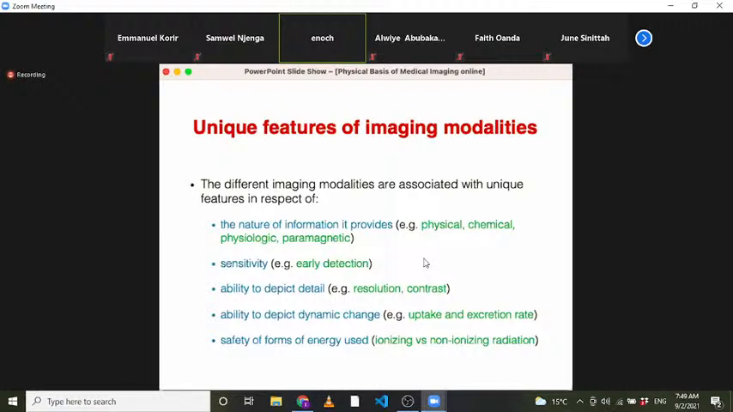The other way we can classify them is according to sensitivity, for early detection. Then there is the ability to depict detail. Here, detail could be spatial resolution, the ability to distinguish structures, seeing them as separate, or the ability to distinguish structures that are adjacent to each other on the basis of signal size. So the appearance, if it is bright, the brightness.